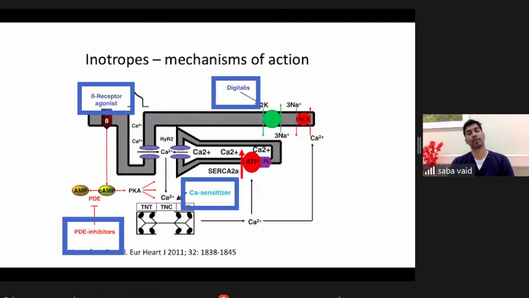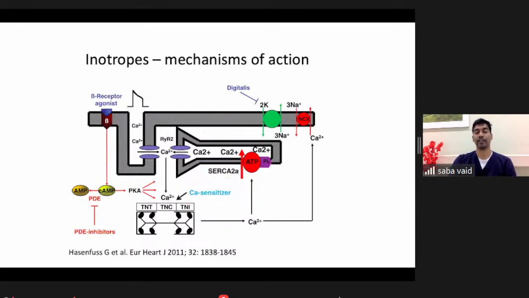Even digoxin is not very common. It's almost gone out of vogue. More of a long-standing chronic heart failure medication than the acute setup. These three, beta agonists like dobutamine, phosphodiesterase inhibitors like milrinone, and calcium sensitizers like levosimendan are the ones most commonly used in the acute setting in an intensive care unit for those patients who come in with heart failure.